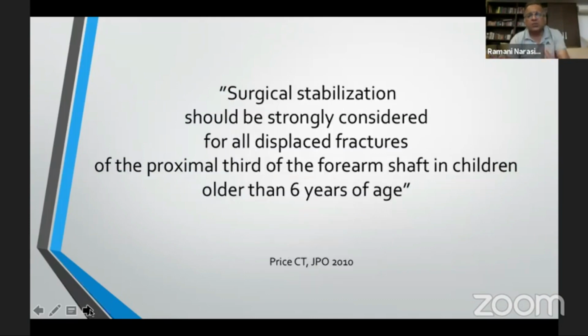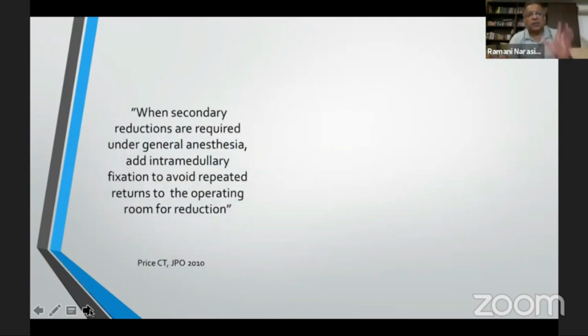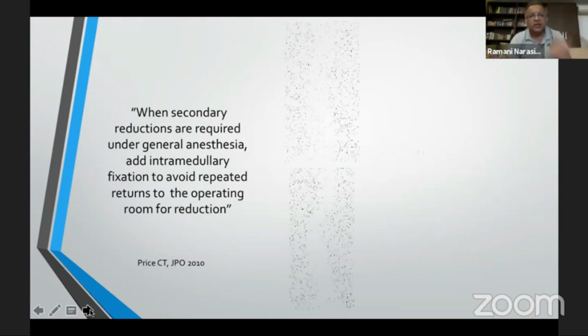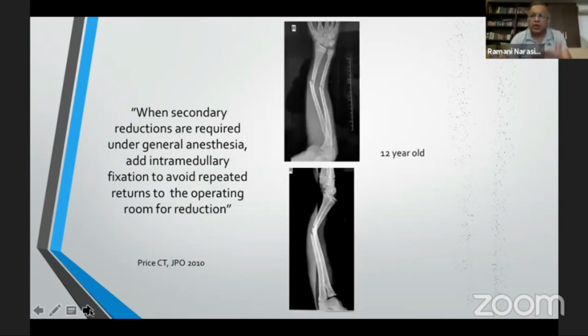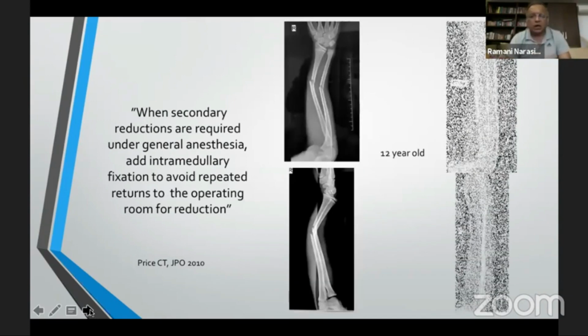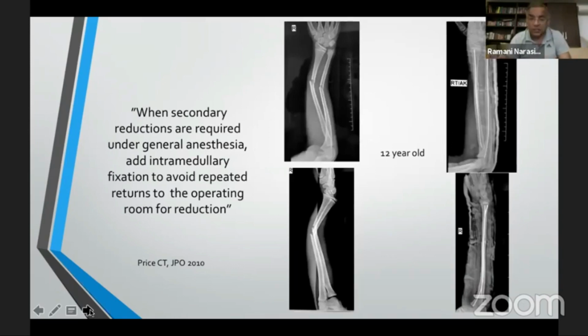And Price, in 2010, talked about surgical stabilization should be strongly considered for all displaced fractures of the proximal third of the forearm shaft in children older than 6 years of age. So his cutoff in the proximal third was more than 6 years of age. And Price, again in the same paper, talked about when secondary reductions were required under general anesthesia, he recommended use of intramedullary fixation to avoid repeated returns to the operating room for reduction. So in this case, for example, in this 12-year-old, the intramedullary nails were a better option.